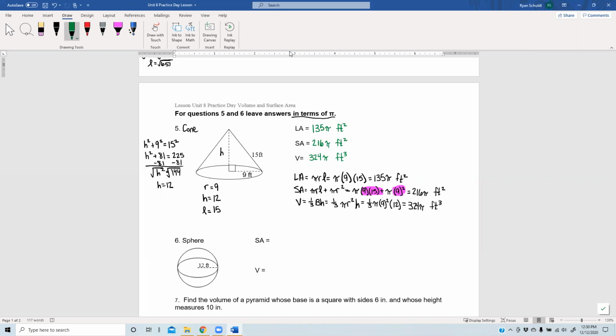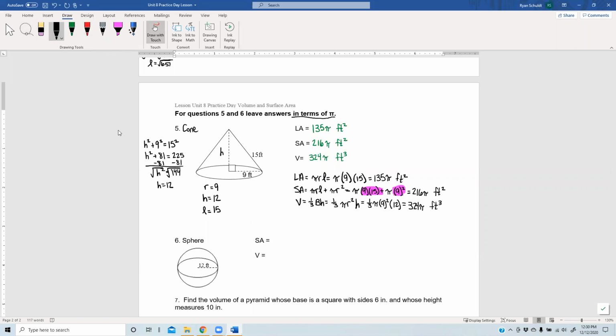Okay, now for the next one. I want to do something here for a second. Hang on, y'all. Okay, there we go. I gave myself some working room here.